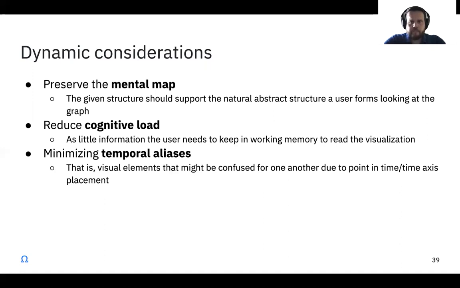And we have tried to minimize spatial aliases, and we want to minimize temporal aliases. So you can confuse visual elements, nodes, edges, not only due to spatial arrangement, that they are displayed on the same part of the screen, but they can be placed similarly in time, or for example on an axis. So we don't want to confuse nodes because of their temporal placement. So that's a different type of these aliases.